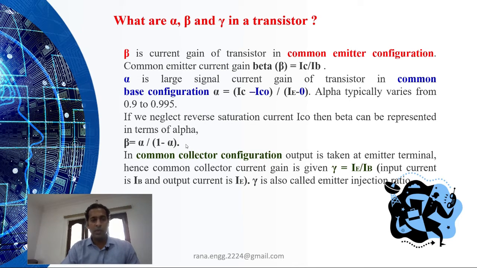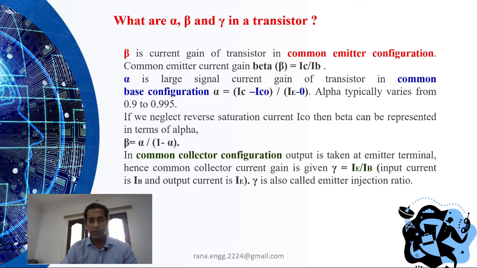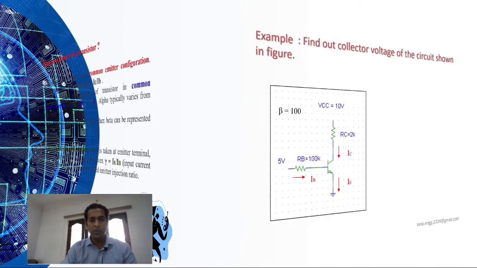Along with that, we have the concept of gamma. Gamma is again the gain, output by input. We have to simply remember that alpha, beta and gamma are all output by input. For common collector configuration, the collector is common, so this terminal is not specifically for input and output. Here the output is IE and the input is IB. So gamma will be equal to IE by IB. We have to remember these alpha, beta and gamma. They may come in short questions or objective type.